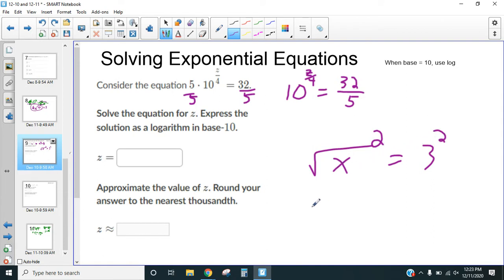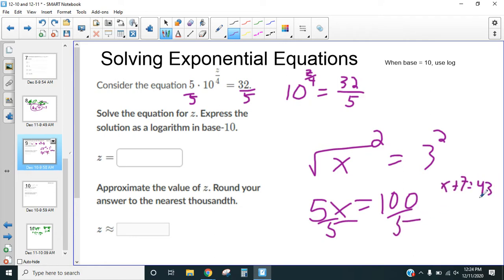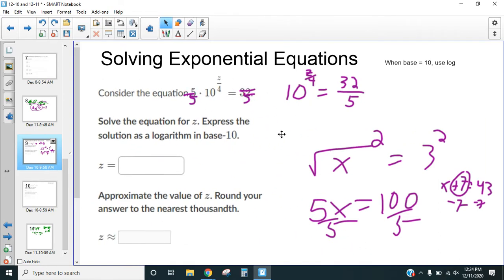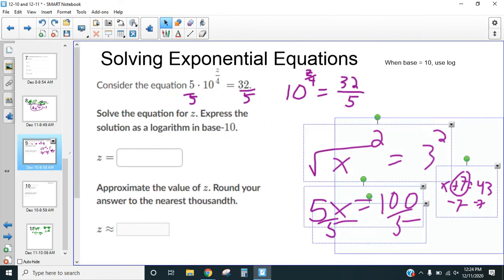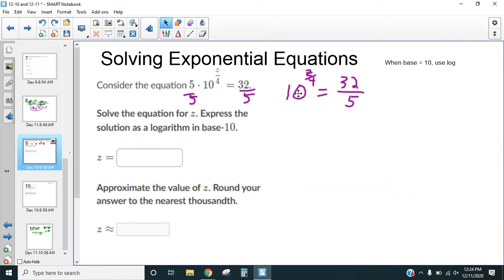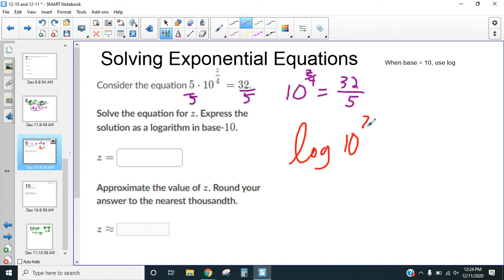We do the inverse. If an equation is 5x equals 100, what do we do to both sides of the equation? We divide by 5, right? If an equation is x plus 7 equals 43, we do the opposite. We do the inverse of adding 7, right? We subtract 7. This is how we solve equations. So the question is now, what is the inverse of base 10? Log base 10, right?